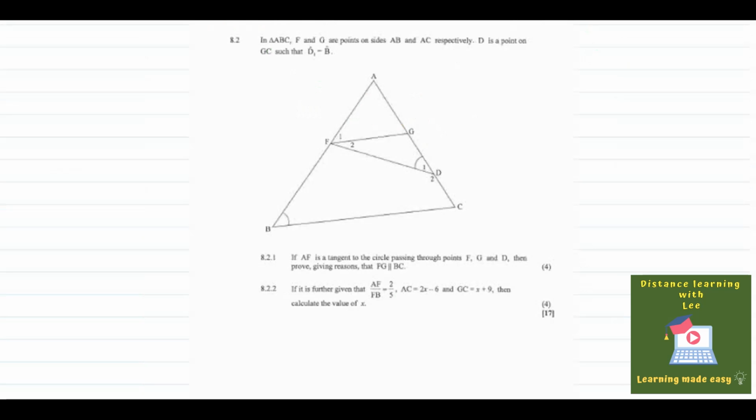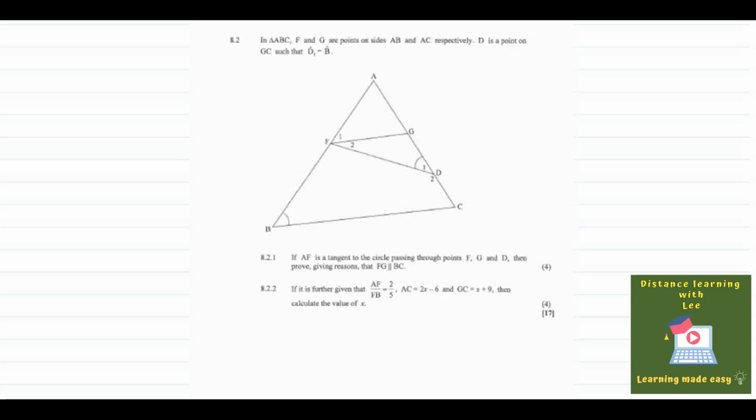In question 8.2, we are given the following information. So in triangle ABC, F and G are points on sides AB and AC respectively. D is a point on GC such that the angle D1 is equal to angle B. For question 8.2.1, if AF is a tangent to the circle passing through points F, G, and D, then prove, giving reasons, that FG is parallel to BC.